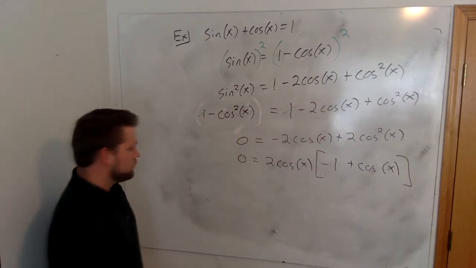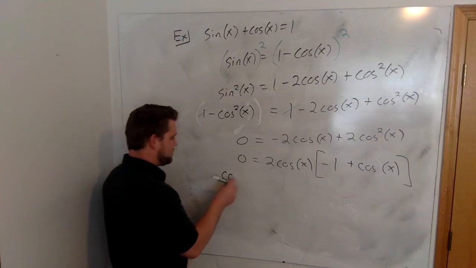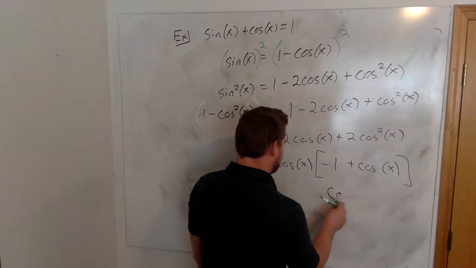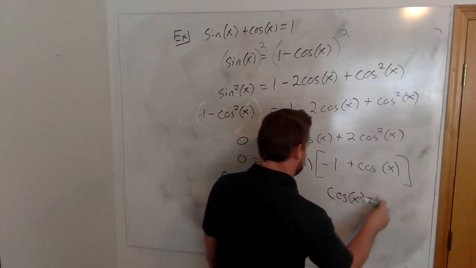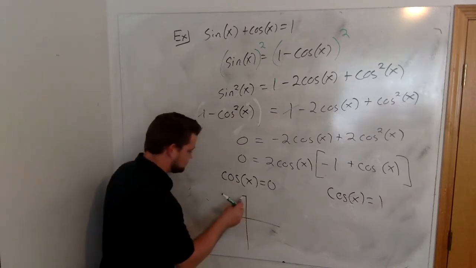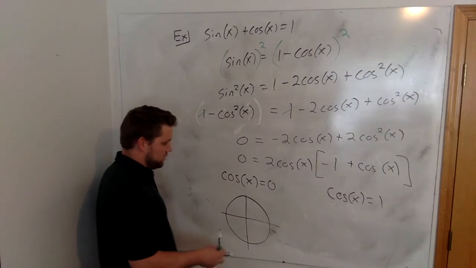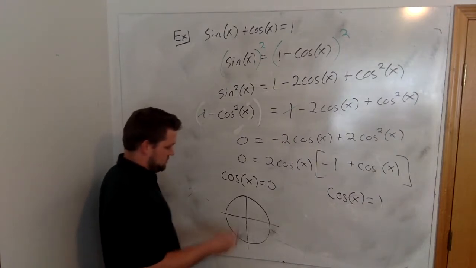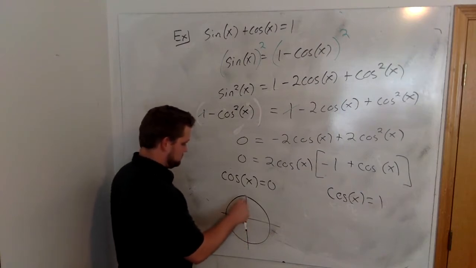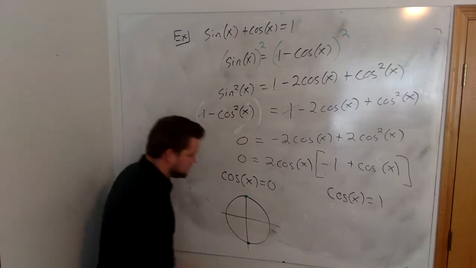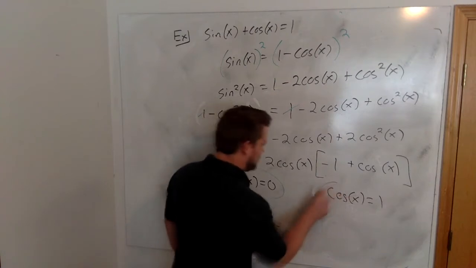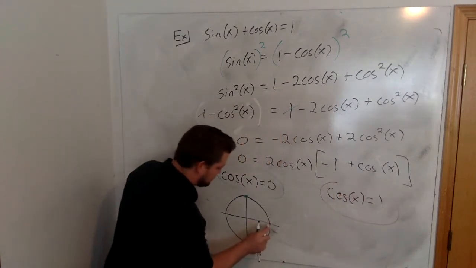Okay. So from here, hopefully we can see that either cosine of x could be equal to 0, or cosine of x could be equal to 1. When is cosine of x equal to 0? When is the x coordinate 0? Well, that's here. That's here. And here. And what about when cosine of x is equal to 1? Where is that happening? Well, that happens only right here.